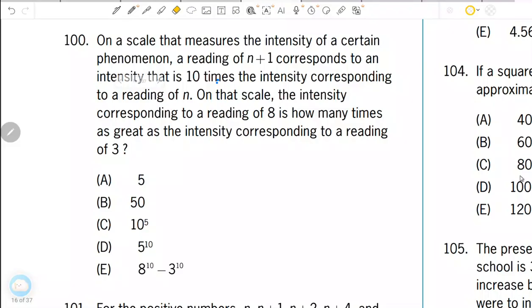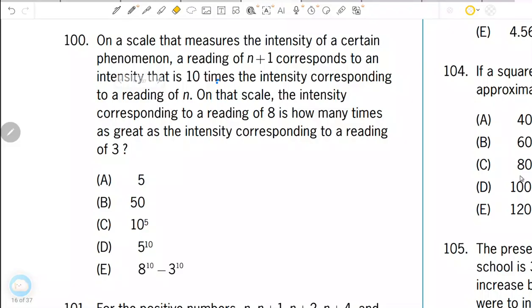Instead of a reading of n plus 1, let's say n plus 1 is equal to x. This question is not difficult, it's just the way I'm thinking of it. A reading of n plus 1 is 10 times the corresponding reading. So the next reading is 10 times the first reading.